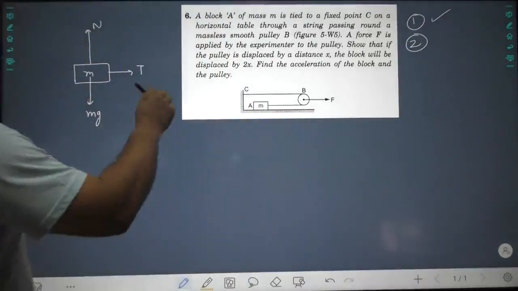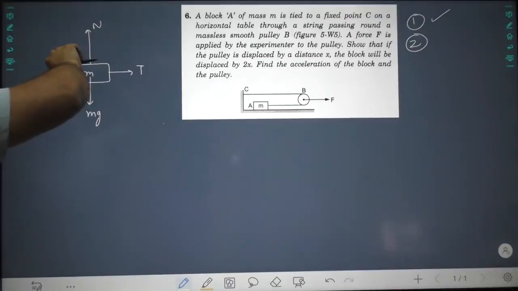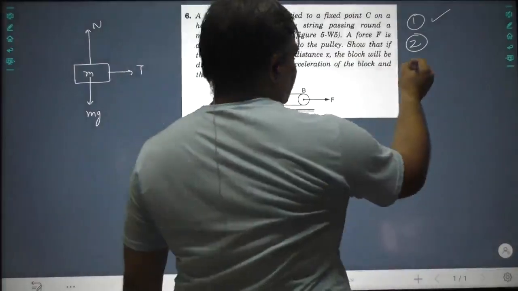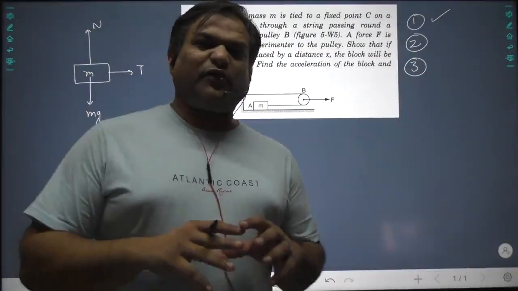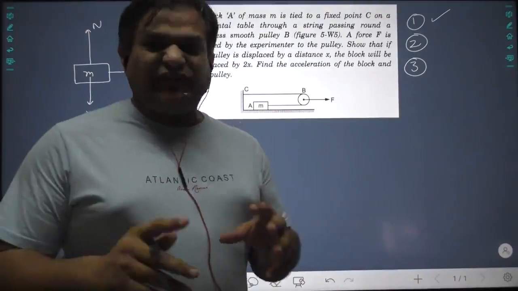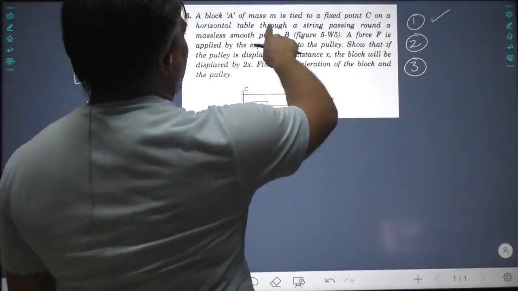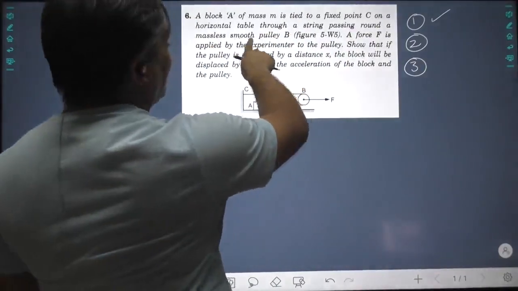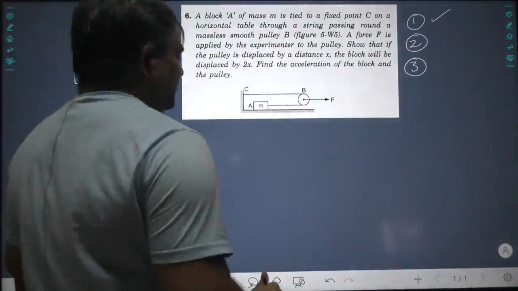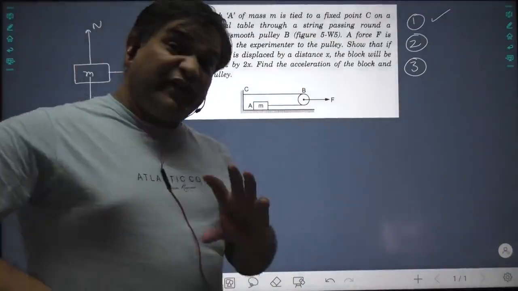So here the body is lying on the horizontal plane, so already all the forces are broken into vertical and horizontal directions. Third point: if there is any massless quantity, then it must always be in equilibrium. Now here it says that a block A of mass m is tied to a fixed point C on a horizontal table through a string passing through a massless, smooth pulley. So this massless pulley should always be balanced in forces.